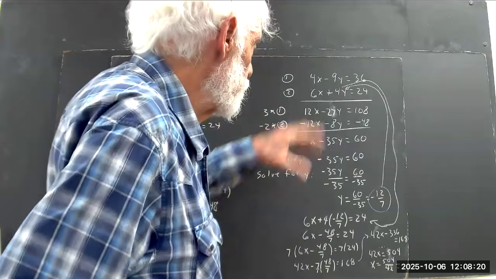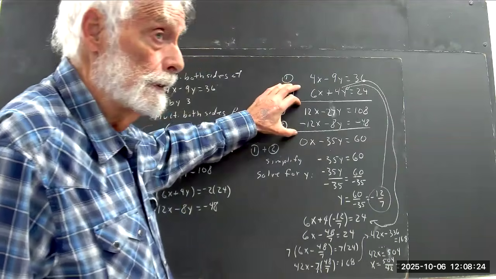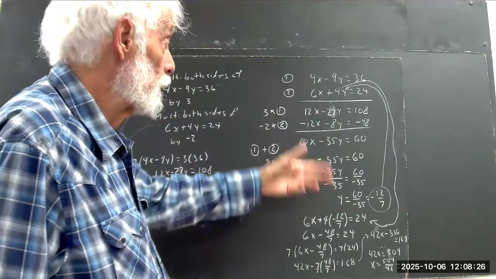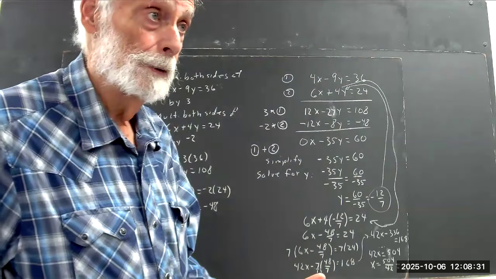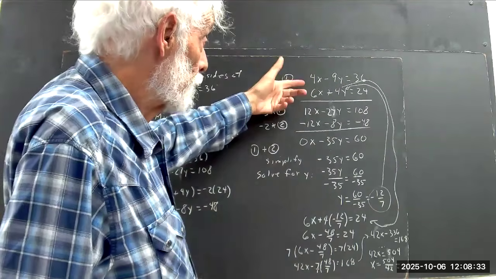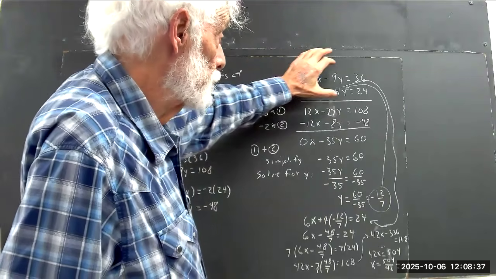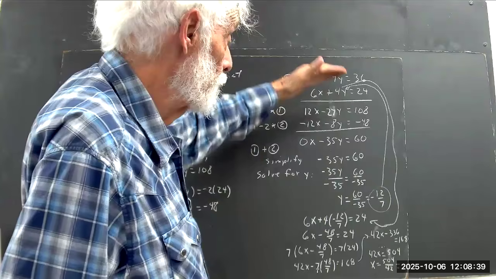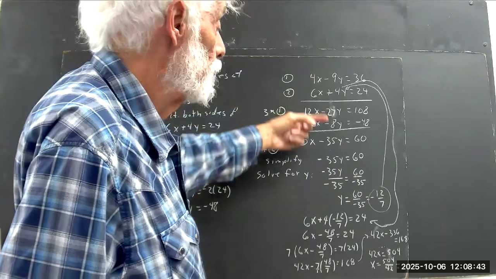The key that I want to show you here is how you get these equations to match up so that when you add them, one of the variables goes away. That makes sense? So these equations don't match up. You can't get rid of the x's, you can't get rid of the y's by adding the equations. If you multiply this one by 3 and this one by 2, you can.